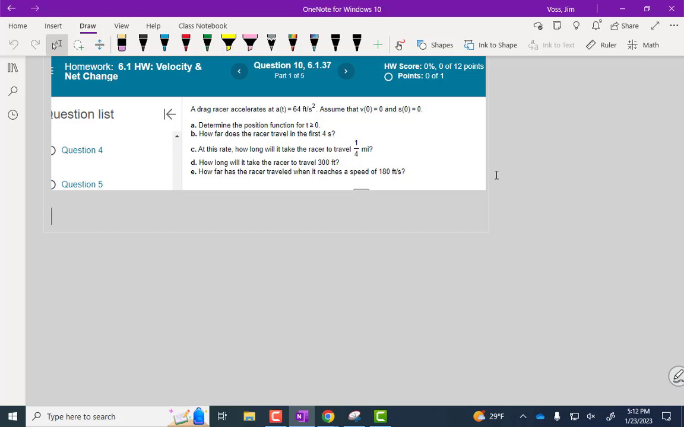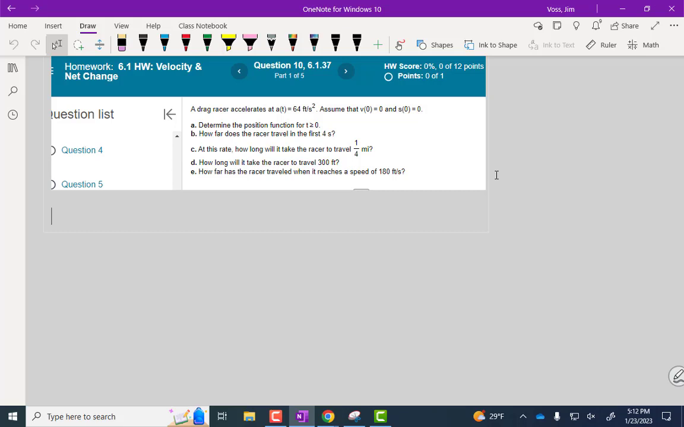So we're starting with acceleration as a constant. And this drag racer is going to take off at 64 feet per second squared. And what's his velocity going to be? 64t plus c. So exactly. So we're going to integrate. If we do a t, it would be 64t plus c. But what's the c going to be? 0 because the initial velocity is 0. So 64t would be the velocity at time t.